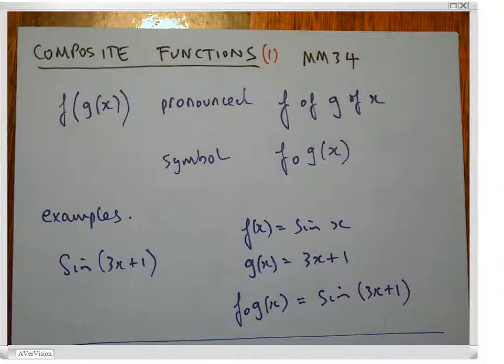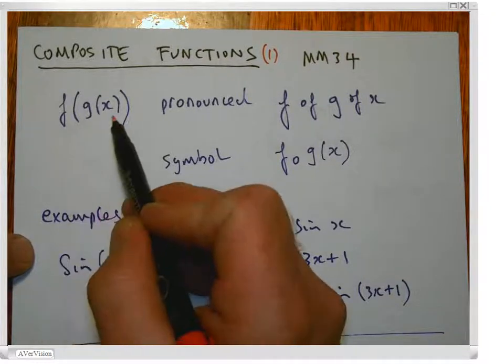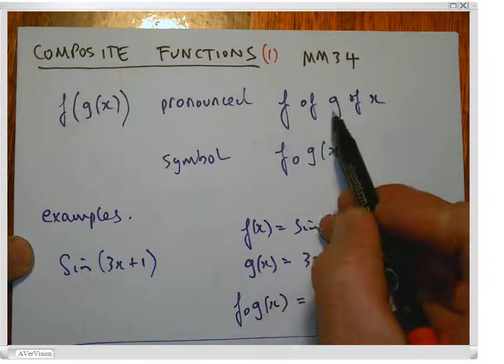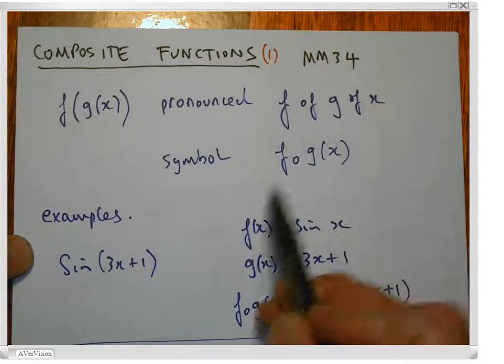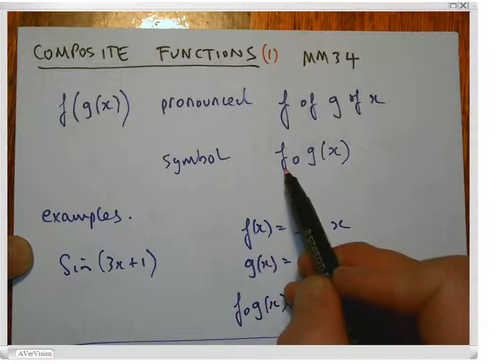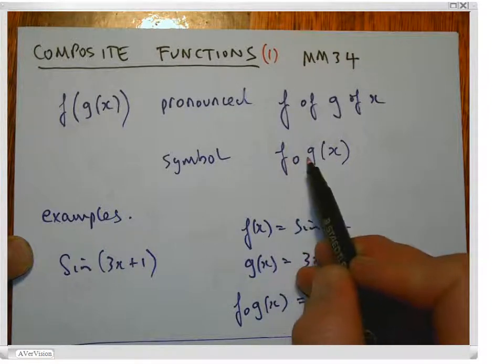This is for Year 12 Methods, and it looks at composite functions, following on from the first in the series. A composite function is where you have one function inside of another function. For example, f of g of x, pronounced f of g of x. I can write a shorthand symbol as f∘g of x, f of g of x.